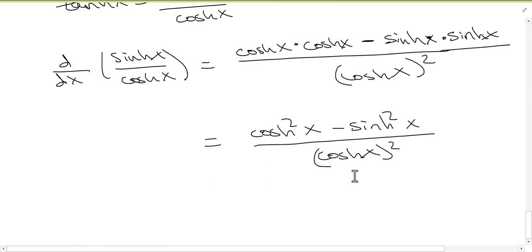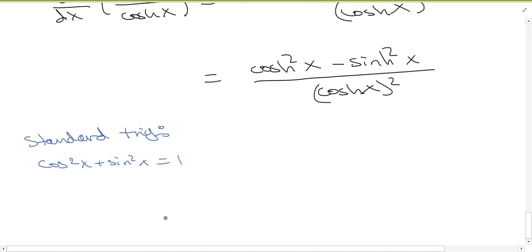Now the interesting thing, because these are still trig functions, a lot of the identities are very similar or the same. So what do we know about the standard trig identities? In standard trig, the identity is that cosine squared x plus sine squared x equals 1, right? But this is because we follow the unit circle. What about when we follow the unit hyperbola?